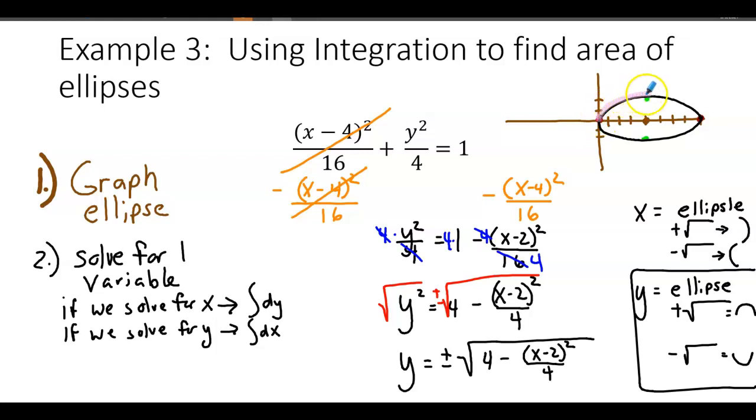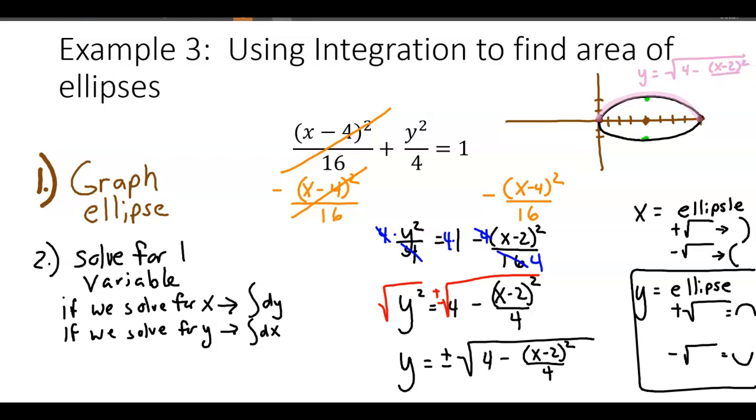I've got the top half, and that top half is the equation y equals the positive square root of 4 minus x minus 4, sorry, x minus 2 squared over.